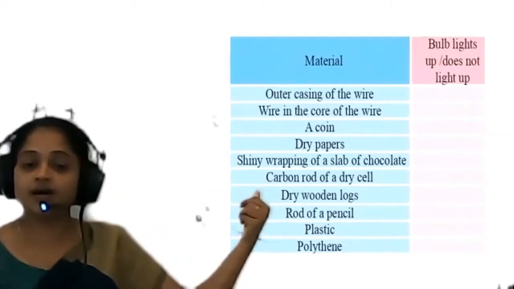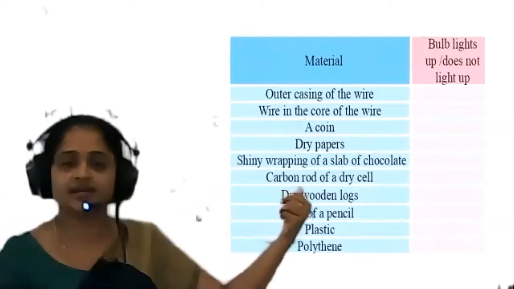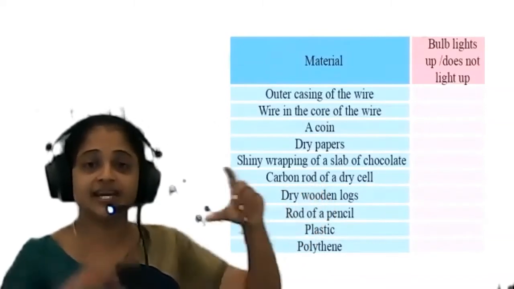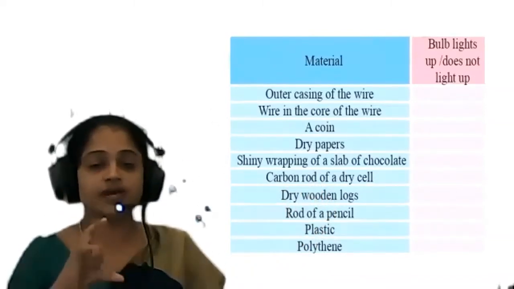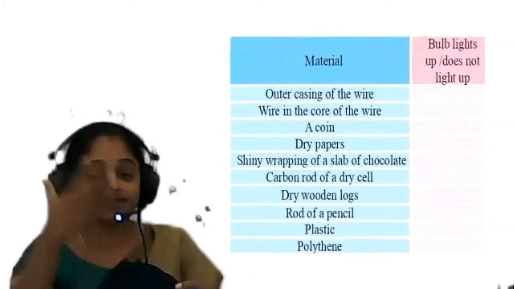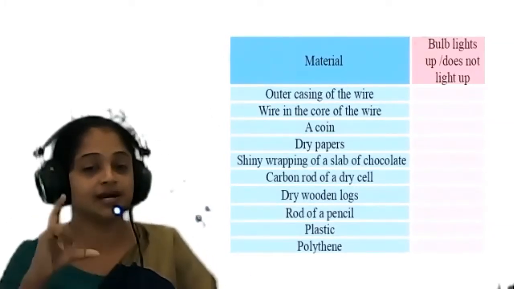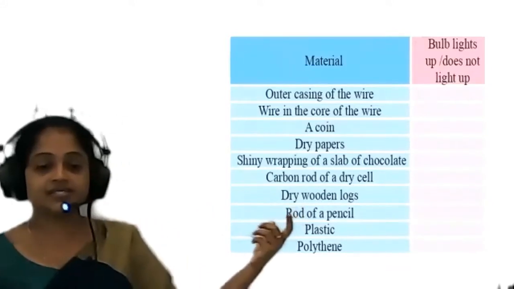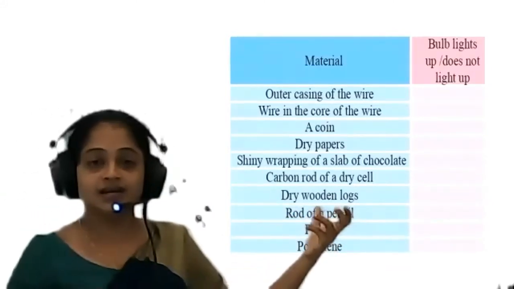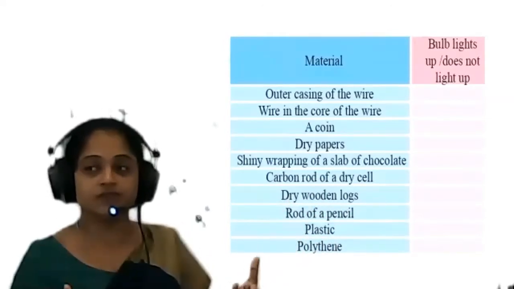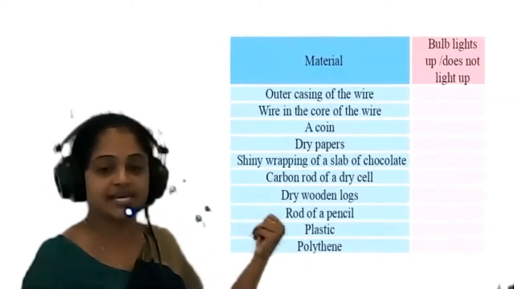Next one, carbon rod of a dry cell. What is that? Inside the dry cell, you can see a carbon rod. How can you take it out? Just cut the dry cell and you can take out that carbon rod, right? Next one, dry wooden logs. Dry wooden logs means a block of wood. Such a block of wood you have to just take, right?